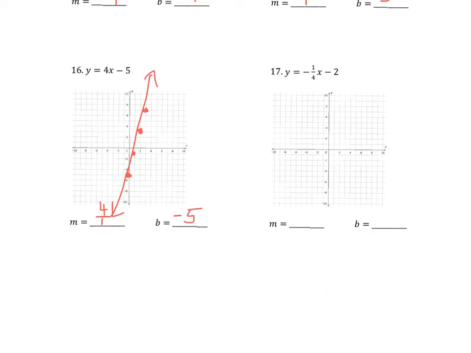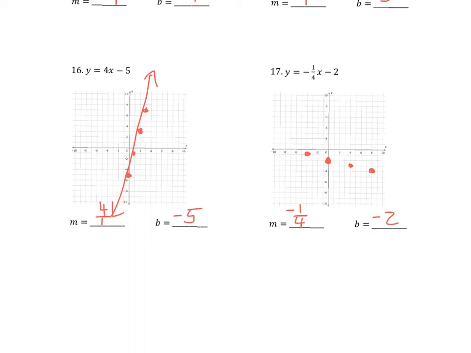And last but not least, number 17, my slope next to x is -1/4. My number by itself is -2. So I want to start down 2 on the y-axis. And then I'm going to go down 1 more over 1, 2, 3, 4 for a -1/4 slope. Can also, if I want another point, go up 1 and left 1, 2, 3, 4.